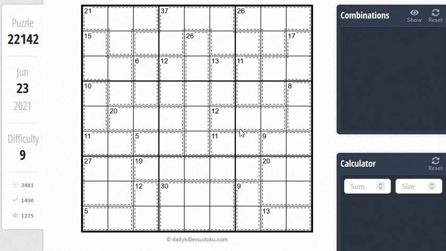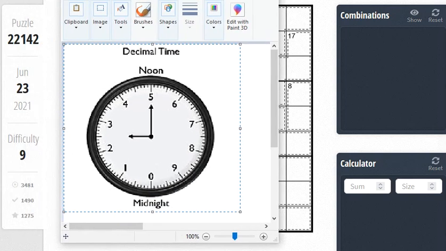Hi, so let's look at today's Killer Sudoku on dailykillersudoku.com for June 23rd, 2021. One of the things I may not have mentioned before is the method of using clock math. And what that is, is this.